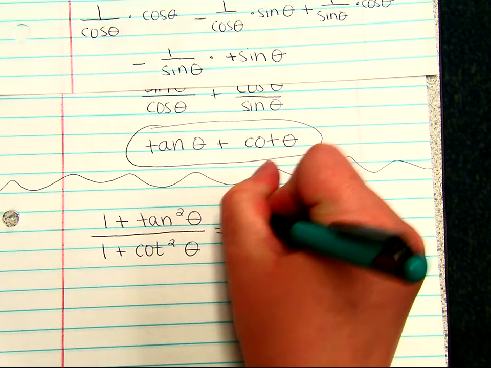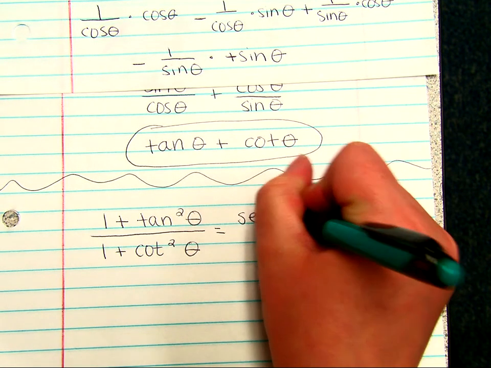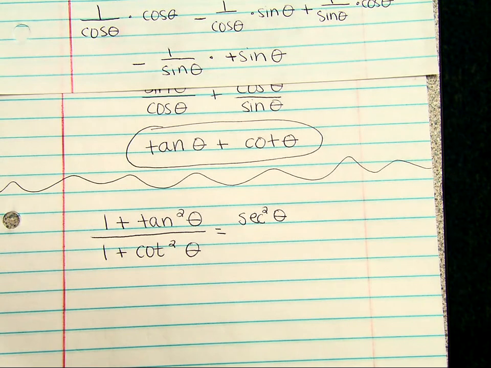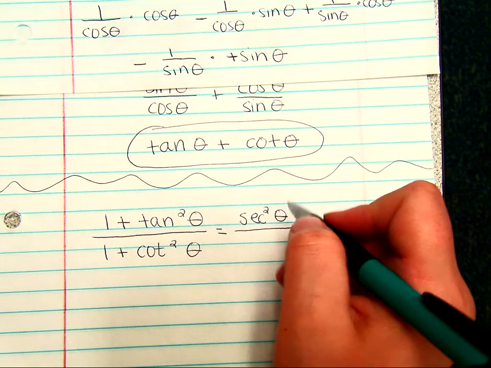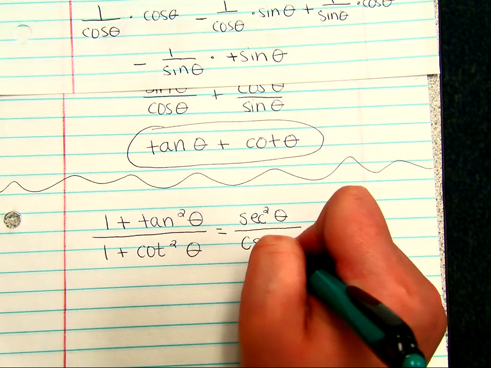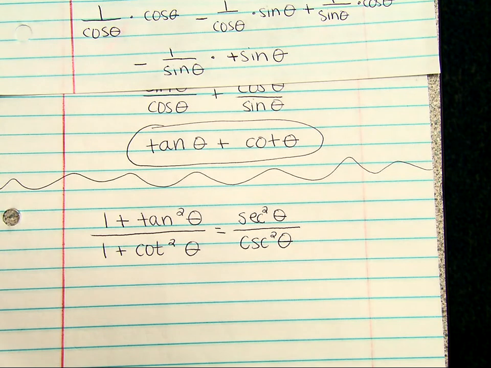that top piece would be secant squared theta. 1 plus cotangent squared theta is actually cosecant squared theta. If you look on your Pythagorean identities, that's the third one. So now I have secant squared theta over cosecant squared theta, and I have a couple of goals here. I need to get those in terms of sine and cosine, and I don't want any quotients in my answer.